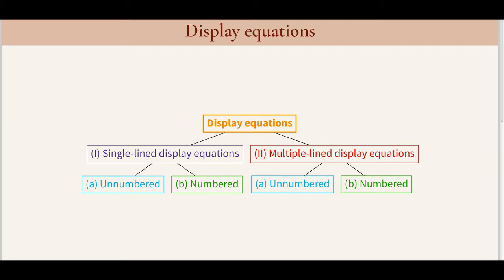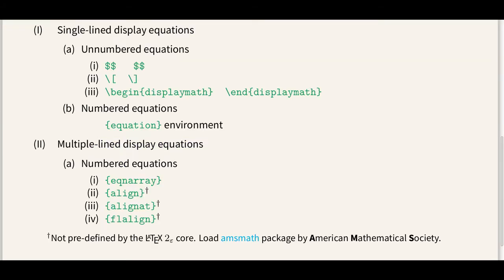Let us first become familiar with the syntaxes for typesetting display equations in LaTeX. Here, you can see the first part, the single-line display equations. The unnumbered single-line display equations can be coded in three ways. The first one is beginning and ending symbols as double dollars. The second one is opening and closing square brackets with backslash. And the last one is \begin{displaymath} and \end{displaymath}. All three syntaxes will produce the same output. We must code the math content inside the syntax.